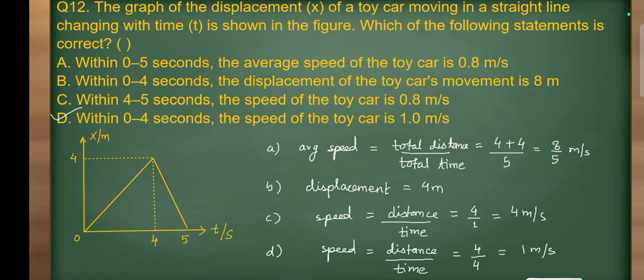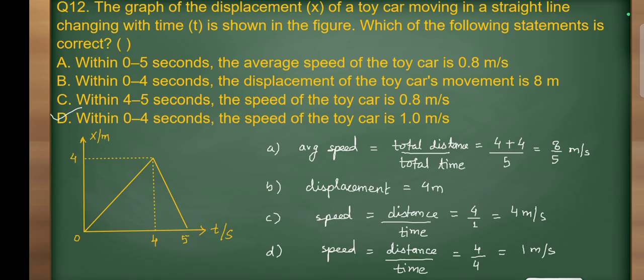In option C, within 4 to 5 second, the speed of toy car is 0.8 meter per second. So from 4 to 5 second, object is covering a distance of 4 meter. So distance is 4 meter and time is 1 second. So speed will become 4 meter per second. So this option is also wrong.